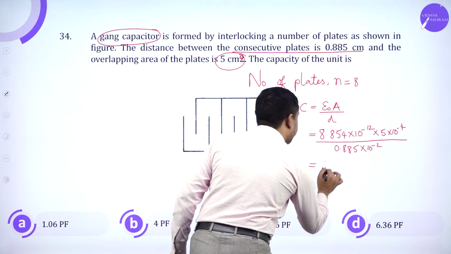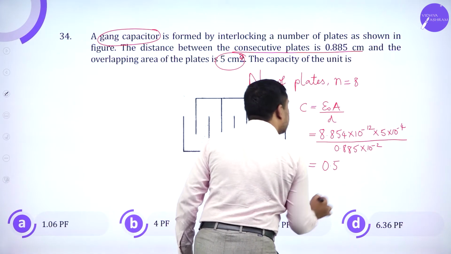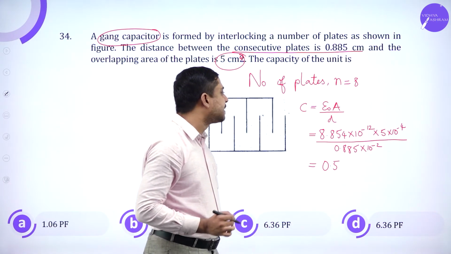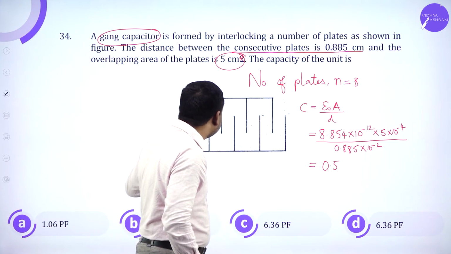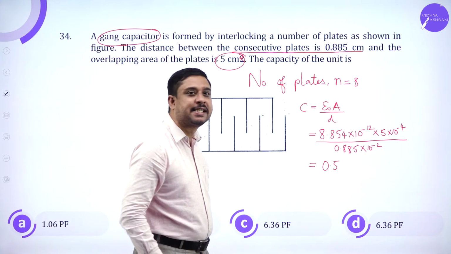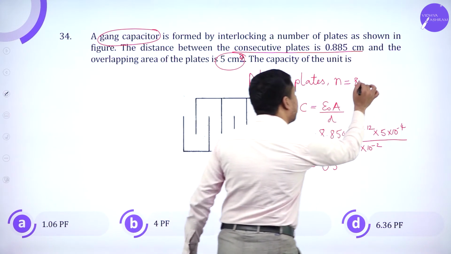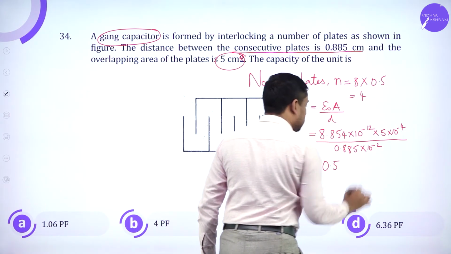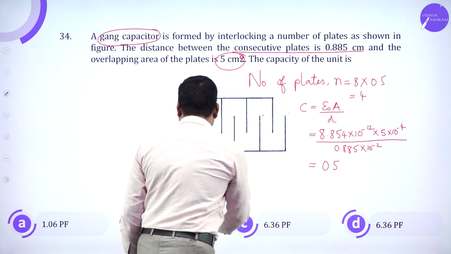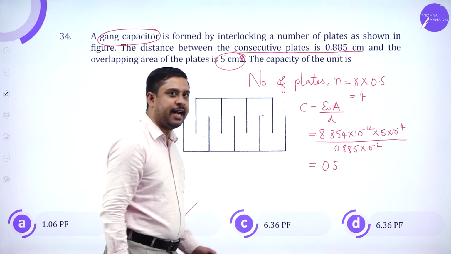So when I simplify, I get the capacitance. I want the capacitance of the entire system. N plates are there. So n into 0.5, 4. So the answer is 4 picofarad.